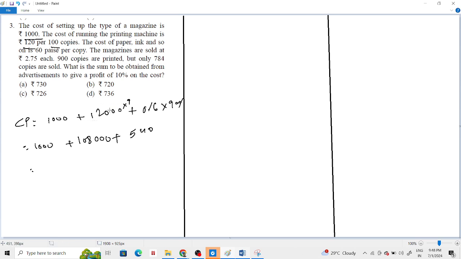120, right, because 120 per 100. Okay, 2620.